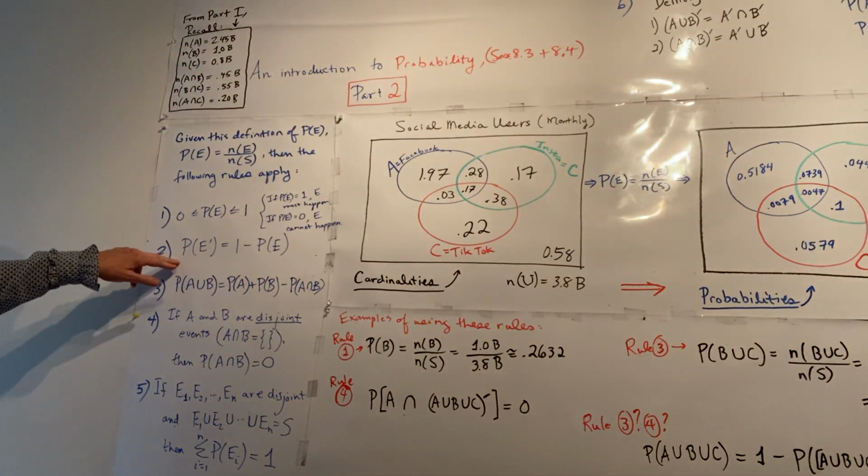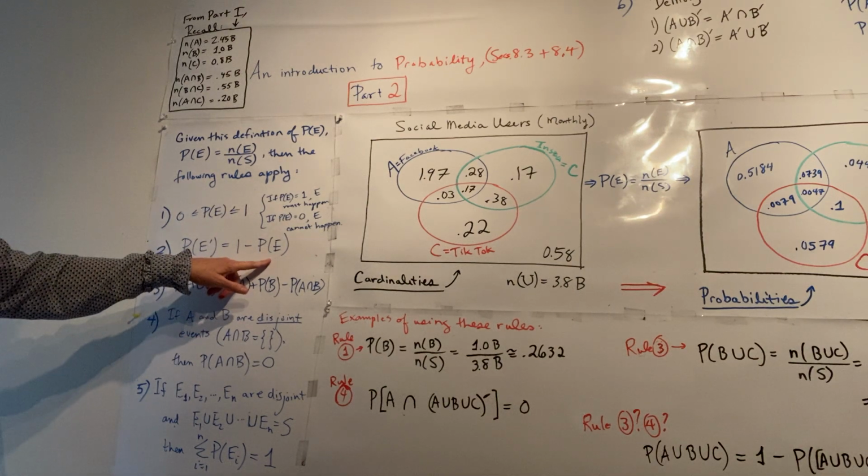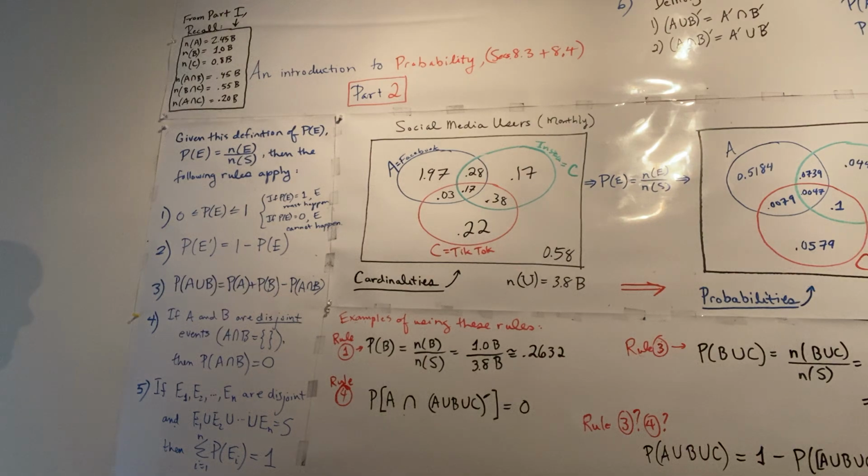Some other rules. The probability of the complement of an event is 1 minus the probability of the event. Let's look at an example of why that would be true.